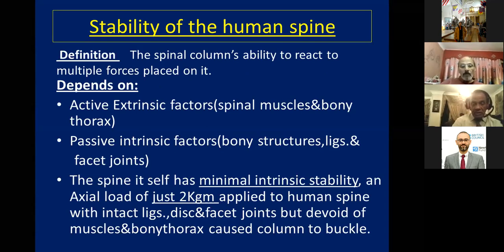Our spine stability doesn't depend on the intrinsic factors like the bone structure, ligament, and facet joint. The main stability depends on the extrinsic factors. And biomechanical studies show that a load of just 2 kilograms applied to the human spine with intact ligament, disc, and facet joint, but devoid of muscles and the bony thorax, causes the column to buckle. Just 2 kilograms can cause collapse of our spinal column without the extrinsic factors providing extrinsic stability.